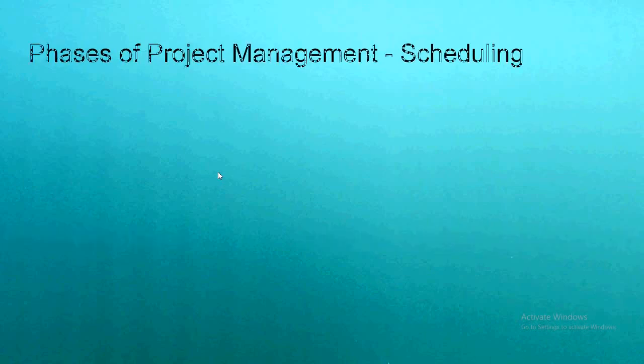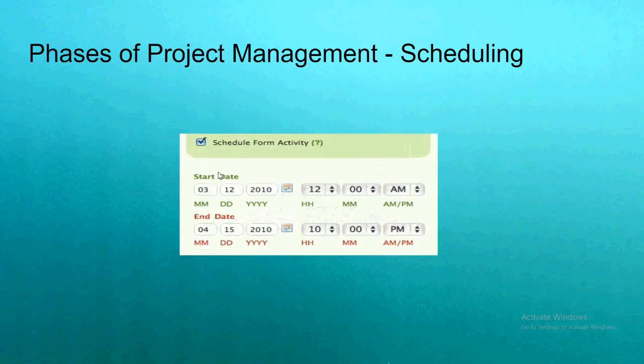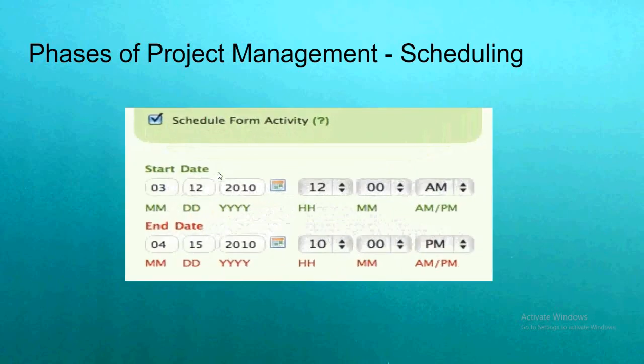The next stage in project management is scheduling. Once we decide about time estimation, we have to decide which activity to start at what time. So here we have to decide the starting time and ending time of an activity. This is what you mean by scheduling. So the scheduling gives an order of activities.